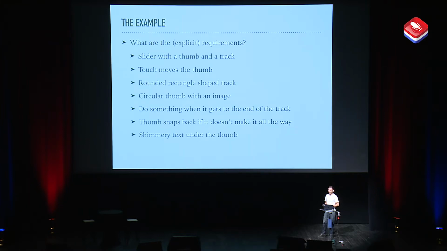Now, these are the product requirements that are clear from the design, hence explicit. We need a slider, basically, where the user can move a thing left and right with their finger. We need to be able to customize how it looks and behaves, in particular making it snap back to the start on release. And we need some shimmery text.